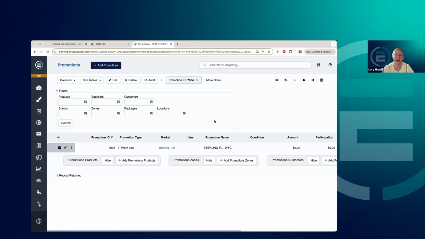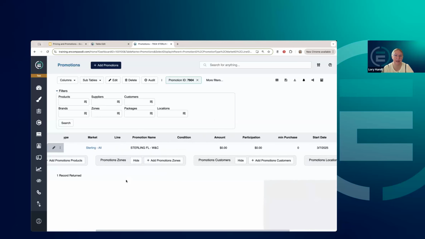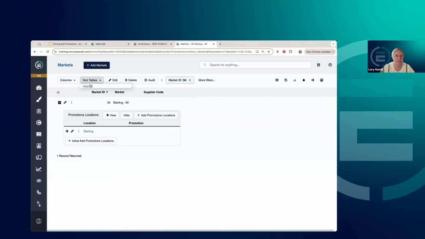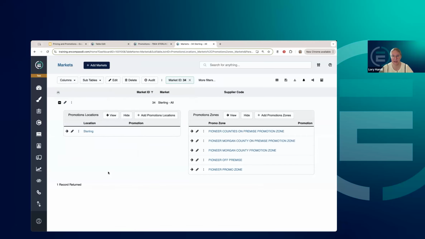So this is some of the nuance that we have here. Let's take a quick look at the market because we're here. My market is named Sterling All, and when I add the subtables for promotions locations and promotion zones, I can see who all is attached to it. It's all of these pioneer counties and off-premise and promo zone, etc. I can see that it's for the Sterling location specifically. So these are all of the promotion zones and the location for Sterling. I don't need to add that customer individually. This is a front line, but even if it was a discount and I attached this market, this is who would be getting that discount.